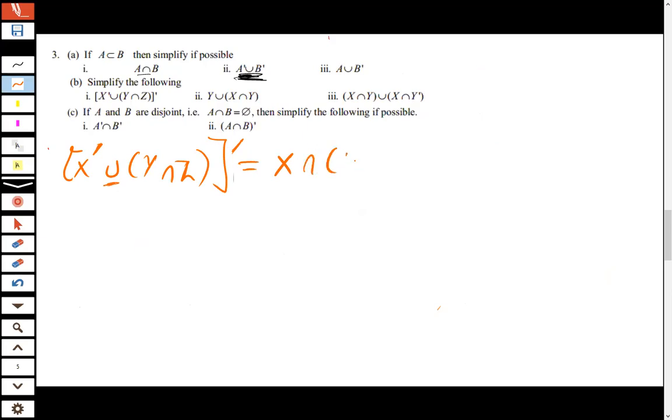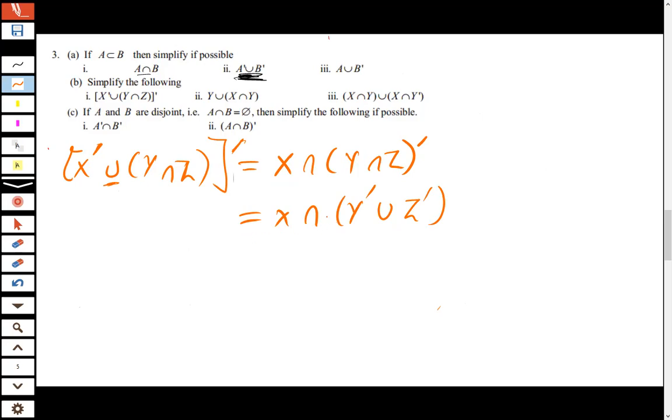Then open brackets, have Y intersection Z, and then the complement comes out there. We're distributing this complement throughout what is in the brackets. And then we also now distribute the complements in these brackets. So we're going to have X intersection, then Y complement union Z complement. So for this one, I think it can't be simplified further. Yeah, it can be simplified further. We can just leave it like this.